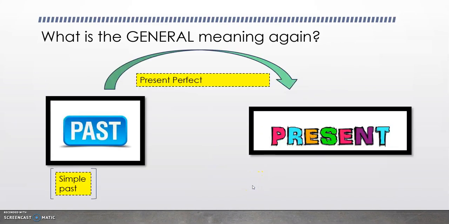Okay, so what is the general meaning again? The past connects to the present. So if I only want to talk about the past, you see my yellow box? I could use simple past just to talk about that part. But if I want to show the whole picture, I want to connect past to present, that's when present perfect comes in handy.